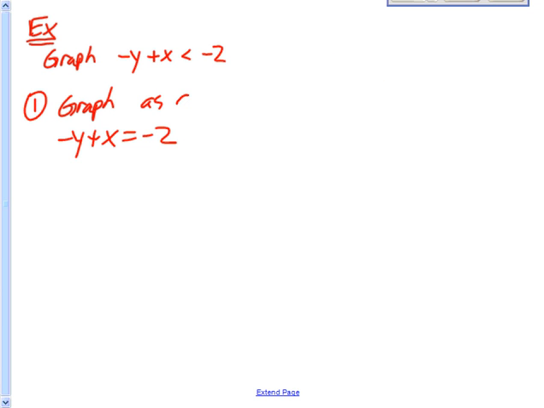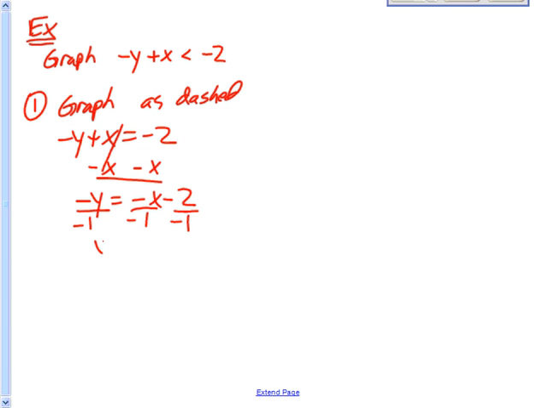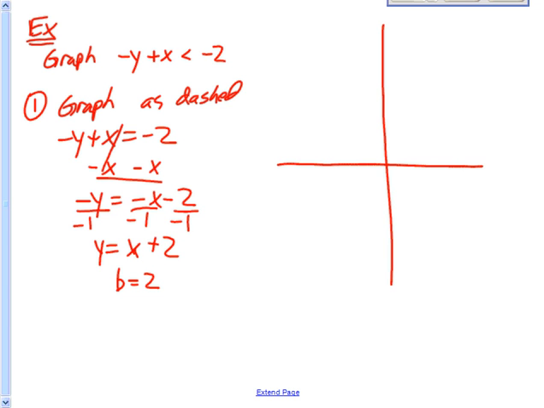So make it dashed. Now I solve for y. Divide by negative 1, all these, get rid of that. So y equals x plus 2. Okay, put the y-intercept on. Looks like we have a y-intercept of 2 here. All right. Again, our slope here is the 1 in front of the x. So we're going to go up 1, right 1, up 1, right 1, and so on. This thing, though, is dashed.